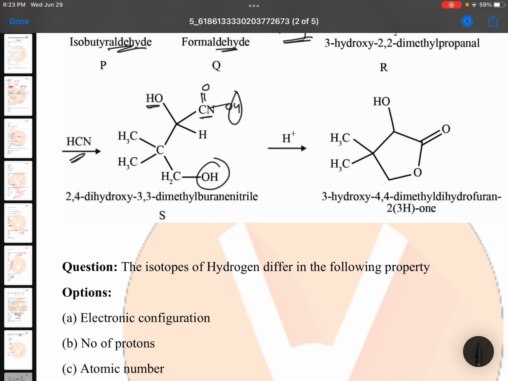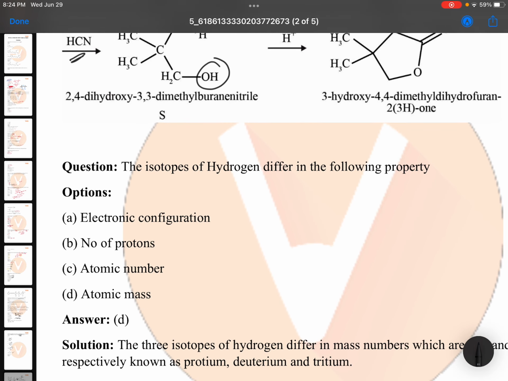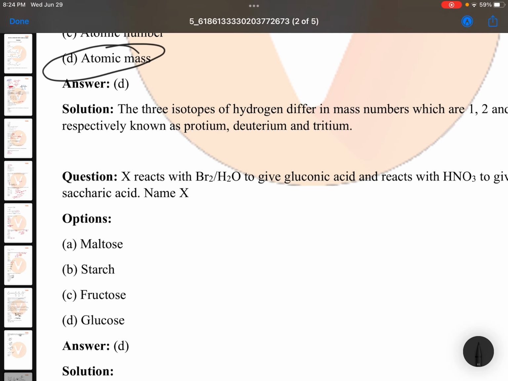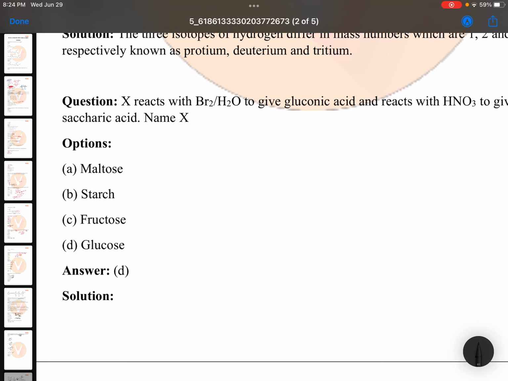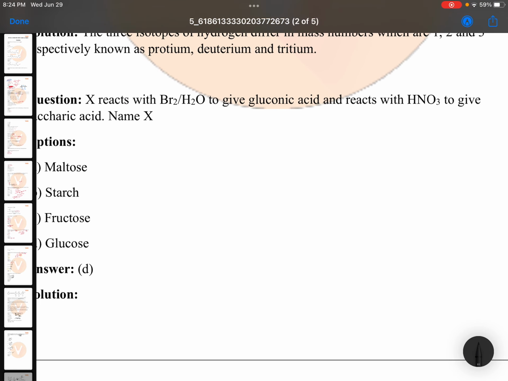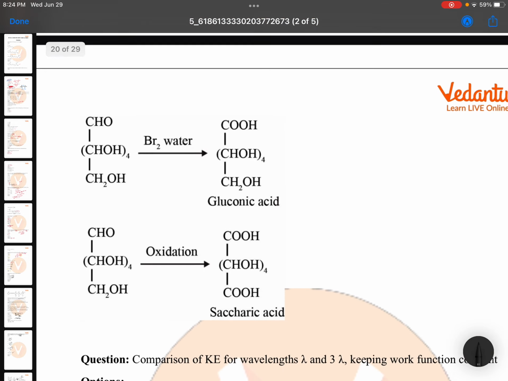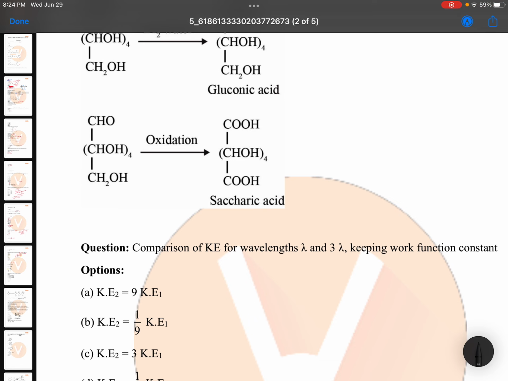Organic aldehydes and ketones. The isotopes of hydrogen differ in the following property, and the answer is mass number. You know, hydrogen: protium 1,1, deuterium 1,2, tritium 1,3. X reacts with Br2/H2O to give gluconic acid and reacts with HNO3 to give saccharic acid. Name of X is glucose. Direct question. You will already find glucose properties in biomolecules.